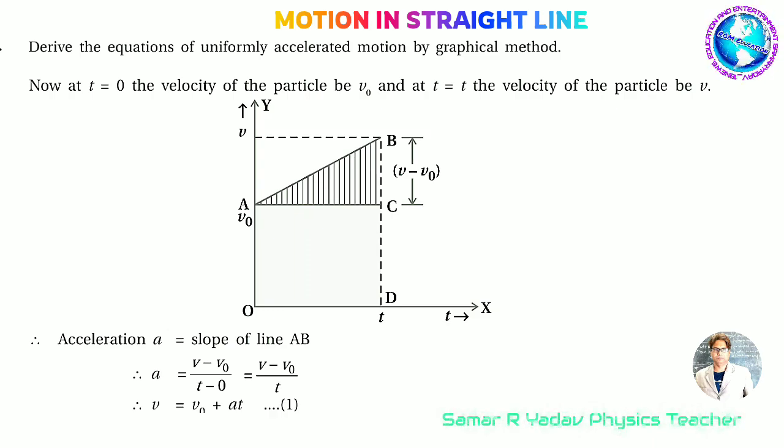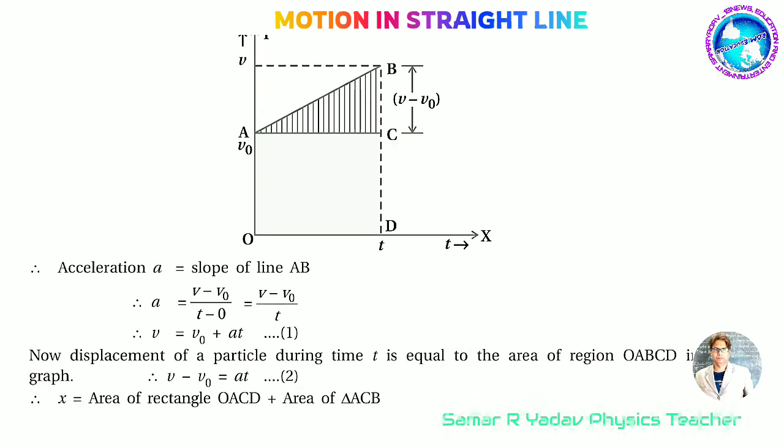At t equal to 0, let the velocity of the particle be v0, and at t equal to t, let the velocity of the particle be v, as shown in the figure. Therefore, acceleration a is equal to the slope of line AB. You can see in the figure, in triangle ACB, the slope of line AB is a equal to BC upon AC, which is equal to v minus v0 upon t minus 0, equal to v minus v0 upon t. Therefore v is equal to v0 plus at, equation 1.